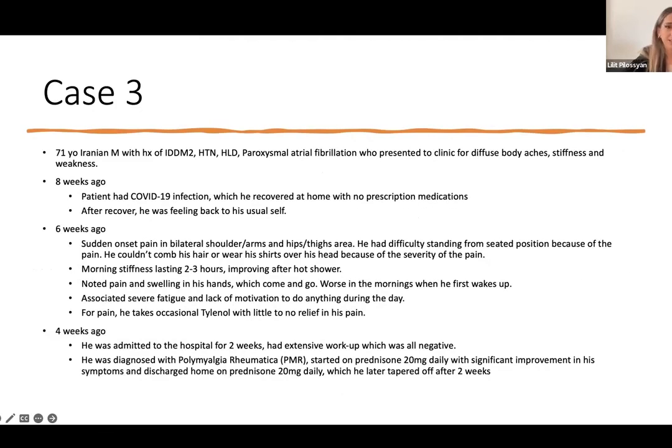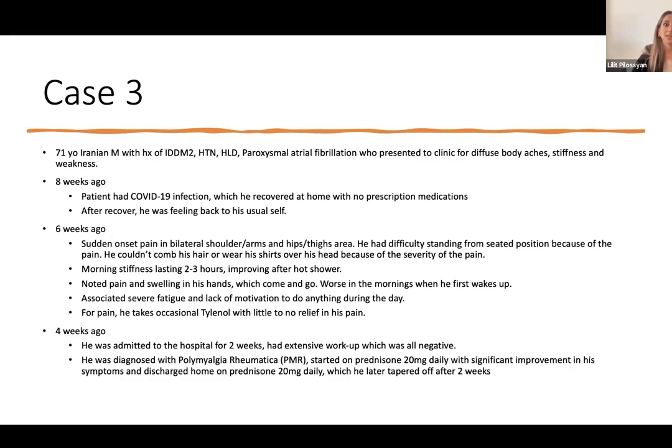a 71-year-old Iranian male, history of insulin-dependent diabetes, hypertension, hyperlipidemia, paroxysmal AFib, who came to clinic for diffuse body aches, stiffness, and weakness. Eight weeks ago, he actually had COVID, which he recovered from very well at home with no prescription medications needed. After recovery, he was feeling back to his usual self. Two weeks after he developed COVID, he had a sudden onset of pain in his bilateral shoulders, arms, hip, and thigh areas. He had difficulty standing from a seated position because of the pain. He couldn't comb his hair or wear his shirts over his head because of the severity of the pain.